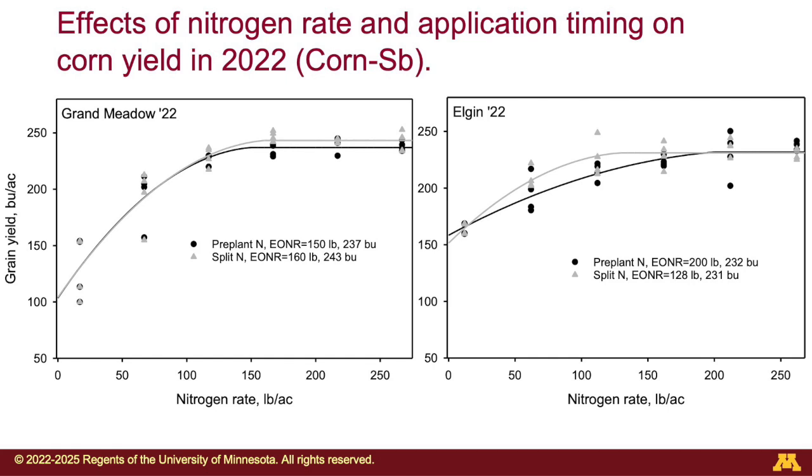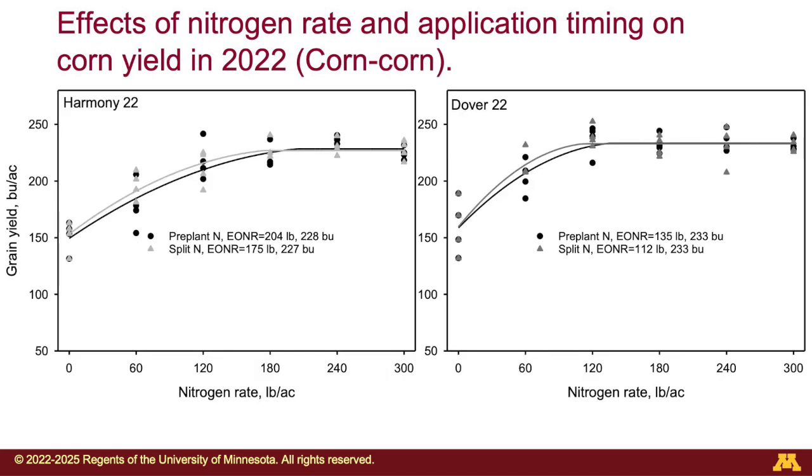We had N rates from 0 up to about 250 or 270 for corn after beans. These are the two sites in 2022 for corn after beans, Grand Meadow on the left, Elgin on the right. Over here in Grand Meadow, it took either 150 or 160 pounds of N to optimize yield, but you see the line for the split application is greater, and we had about a 6 bushel yield advantage, and it took about the same amount of N. Over there on the right at the Elgin site in 2022, we produced the same yield with these different approaches, but the split application actually used considerably less nitrogen, kind of shockingly less, 72 pounds at this location.